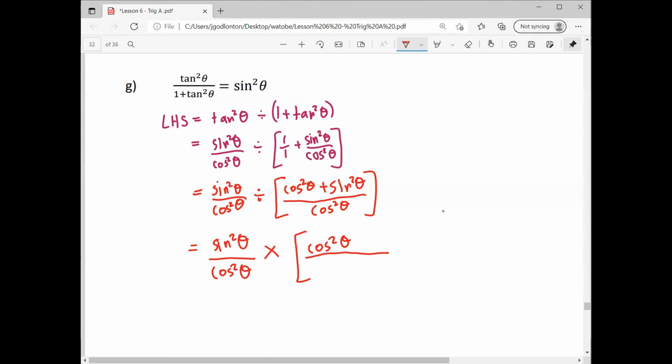Now, this is where it gets interesting. What is cos squared theta plus sine squared theta? Isn't that something nice? It's 1. Glorious. And so this cos squared theta and that cos squared theta cancel, and I am left with the glorious sine squared theta, which is our right-hand side. Yay!